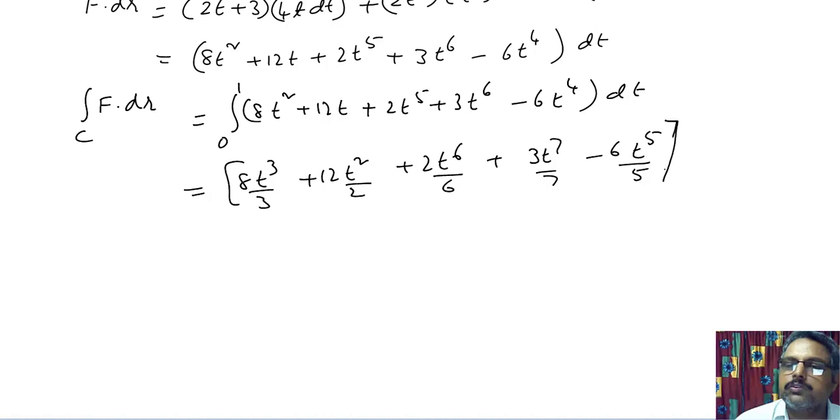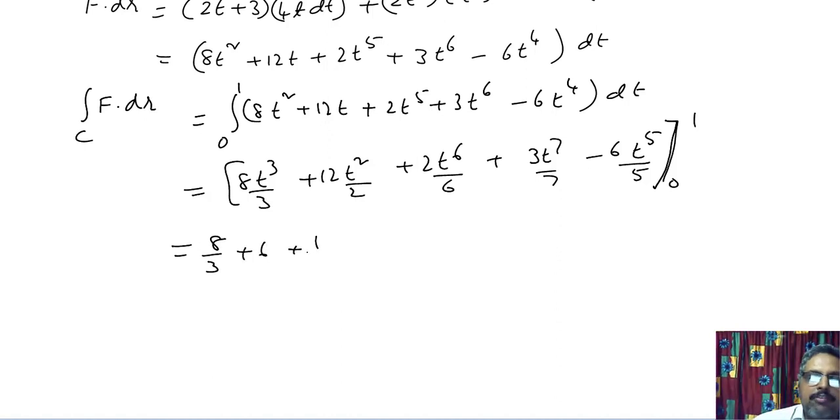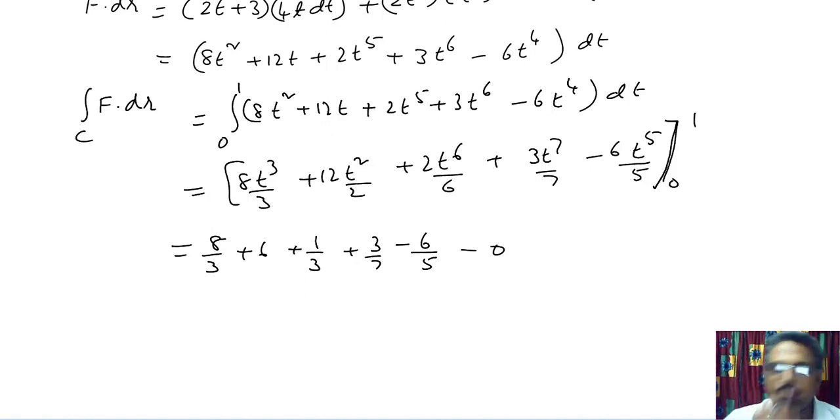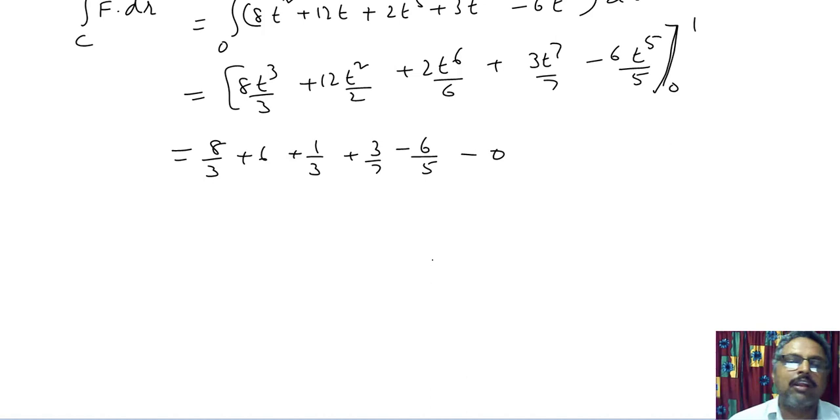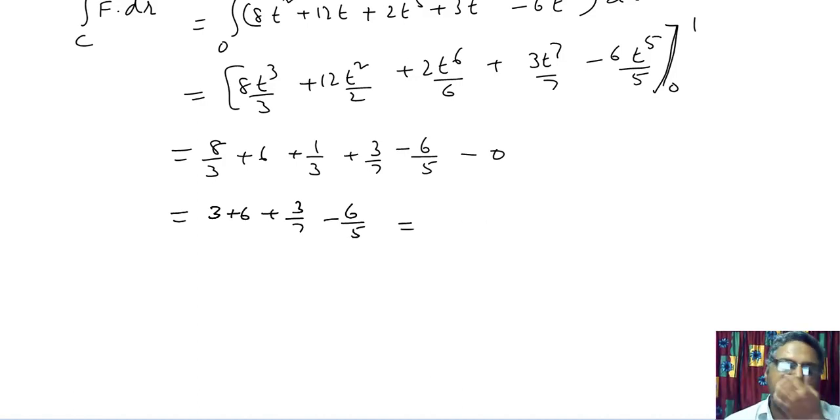Using a calculator or anything, just find out 9 plus 3 by 7 minus 6 by 5. It is 288 by 35. Just verify the calculation part. Hence, integral f dot dr equals 288 by 35. Just verify the answer. If there is any numerical error, now correct it.